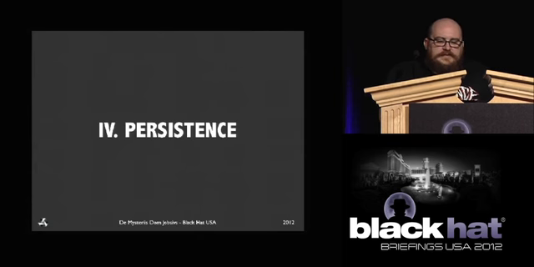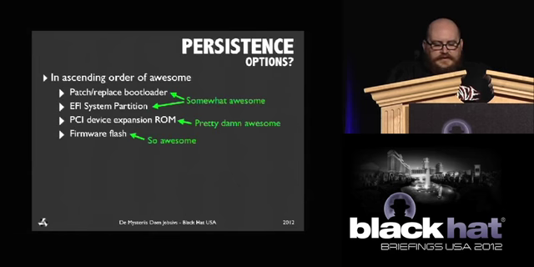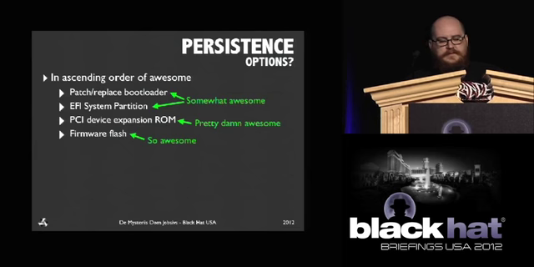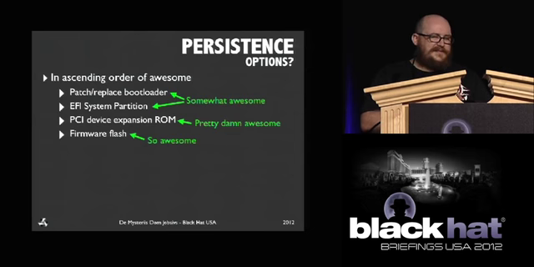So onto persistence. There are a few options as far as persisting an EFI-based rootkit on Mac. In ascending order of awesome, we can mess with the bootloader, which I'll explain why I think that's at the start of the list. We can put stuff on the EFI system partition, which is not particularly useful in this case. Actually, it's not in ascending order of awesome. I put them out of order because I'm an idiot. Following that, we've got PCI device expansion ROMs, which is pretty sweet, and then firmware flash, which is the ultimate goal, really.